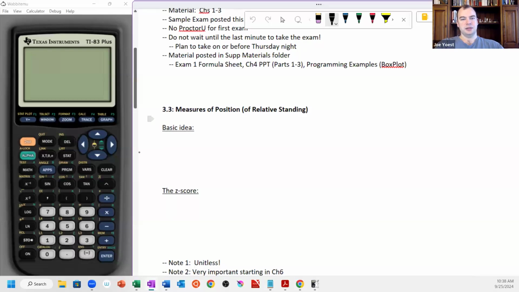Okay, so 3.3 measures position, or measures of relative standing. What is the basic idea? We're deviating from 3.1 and 3.2 a little bit here. In 3.1 and 3.2, the idea was we want to describe some aspect of an entire data set with one number. Maybe we want to say what's the typical data point in this data set. Maybe I report the mean, maybe I report the median. Or I want to say how variable is the data set. Maybe I report the range, the standard deviation, or the coefficient of variation: one number describing some characteristic of the entire data set.